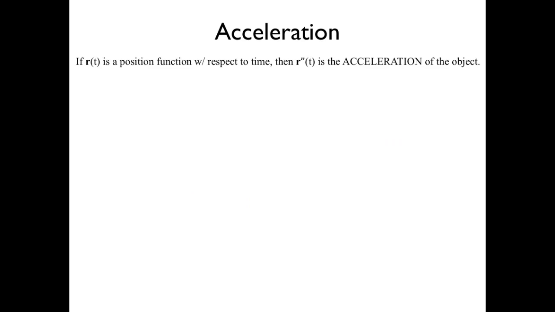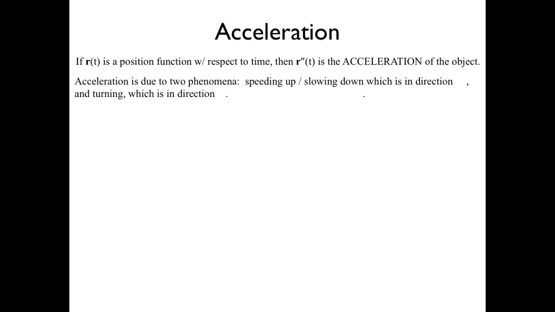Okay, don't try to go word for word here. Make sure you do good note taking, listening and getting what's important. All right, so if r is the position function, then r double prime is acceleration. Acceleration is due to two phenomena. There are two things going on here which combine to give you r double prime. The first is what you normally think of as acceleration: speeding up and slowing down, right?